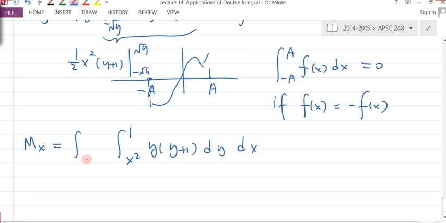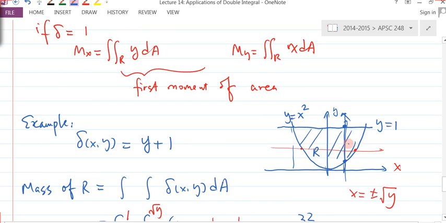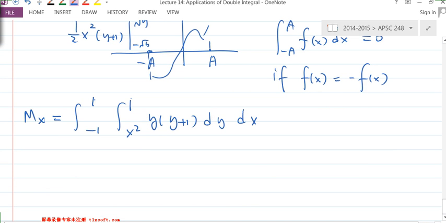For the x limits, you sweep this line across the whole region. One bound is here, one bound is there, and the intersections are at negative 1 and 1, so x goes from negative 1 to 1. Now this one you won't get a 0, because that region is not symmetric with respect to the x-axis.